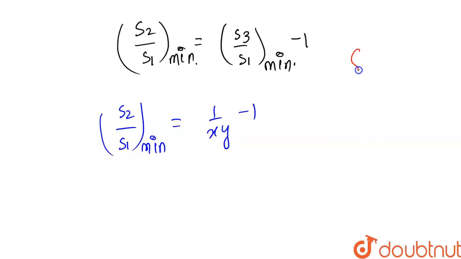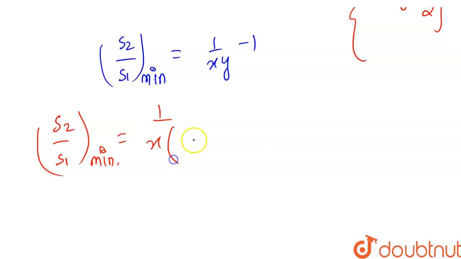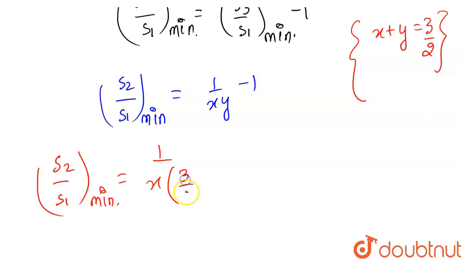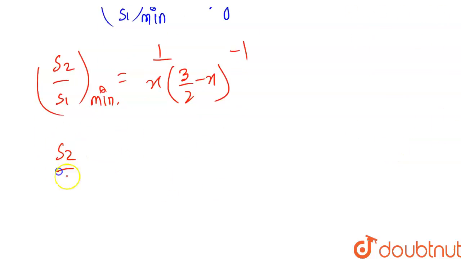Now we have already found an equation between x and y. It is x plus y equals to 3 by 2, right? So from this let's substitute the value of y. Then we have S2 upon S1 minimum equals to 1 upon x into the value of y from this equation, which is 3 by 2 minus x, and minus 1.